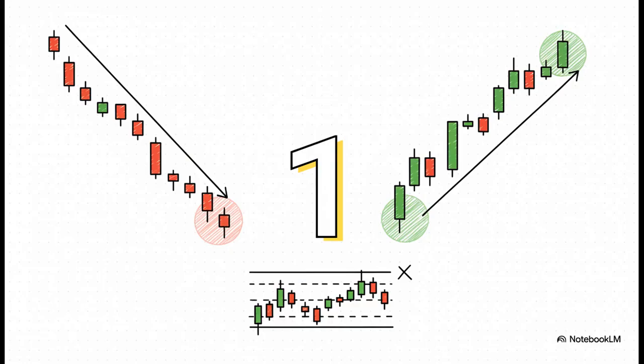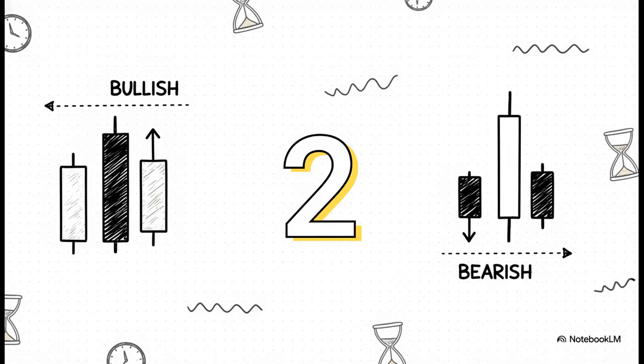So, let's say it again. Step 1. Identify a valid pattern, like that hammer or a shooting star, at the absolute bottom of a downtrend or the very top of an uptrend. If it's just floating around in the middle of a choppy chart, it's probably just noise. And step 2 is all about patience. You wait for that next candle to finish forming. For a bullish signal, you need that next candle to close above the high of your pattern candle. For a bearish one, you need it to close below the low. That confirmation, that's your real signal to pay attention.